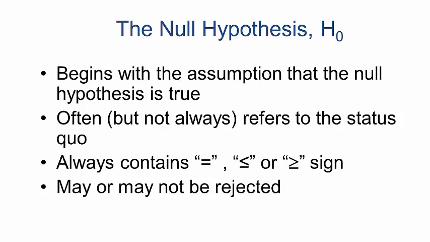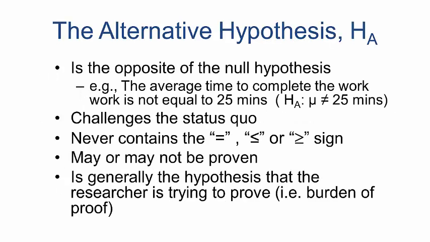When it is rejected, this is because there is enough evidence to reject the null hypothesis, but without enough evidence to reject it, this does not mean that we have evidence to accept H0. The alternative hypothesis is the opposite of the null hypothesis, and it's often easier to write this first. For the research question about the average time to complete a piece of work, the alternative hypothesis would be HA, or H1 colon, mu does not equal 25 minutes.